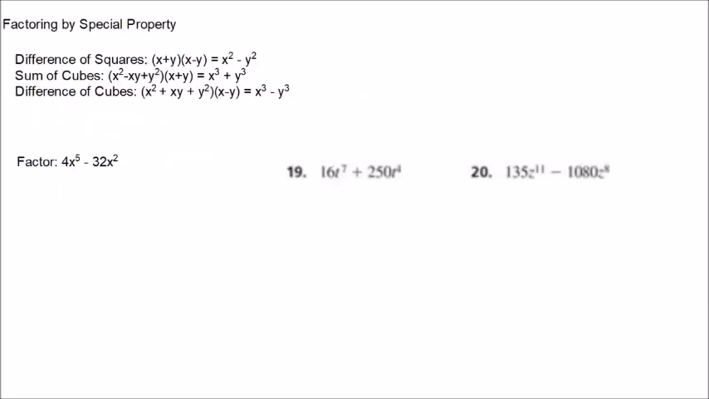Next, we have factoring by special properties. So these are the special properties. I really recommend you remember all three of them, but you have to remember the first one, difference of squares. So we have x squared minus 16. You have to know that it's x plus 4 times x minus 4. If you don't know this, you will fail the next test.